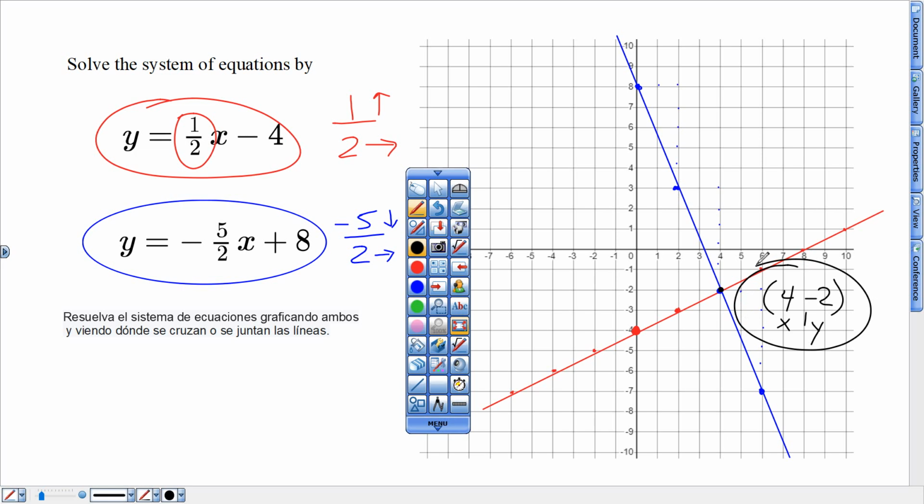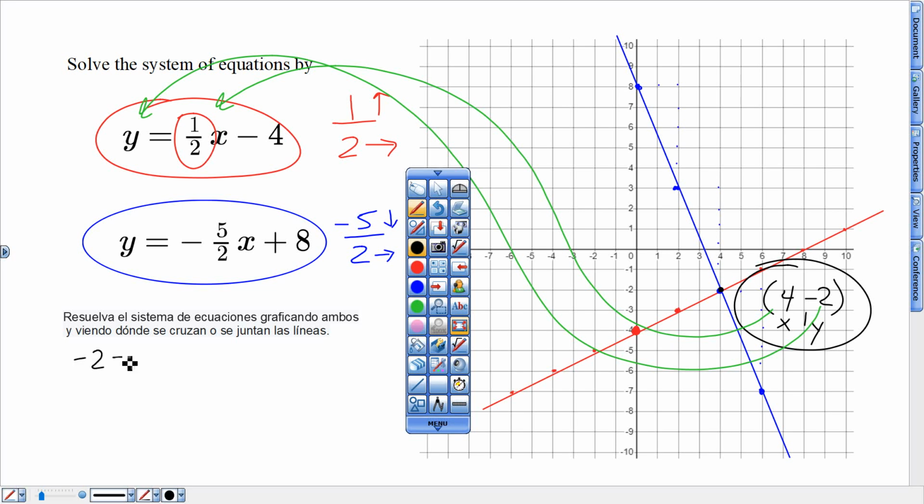So if I could take that solution and plug in for X and Y into both of these and satisfy both. It can't just satisfy one, it's got to satisfy both. And just to show you real quick, if I plug in 4 for X and -2 for Y, that would give me -2 equals 1/2 times 4, minus 4. That gives me -2. Is that the same as 2 minus 4? Because remember, this ends up being 4/2, which is 2. And that is a true statement right there.